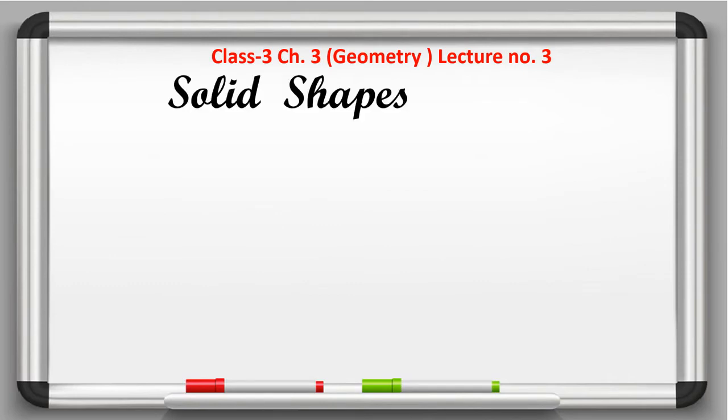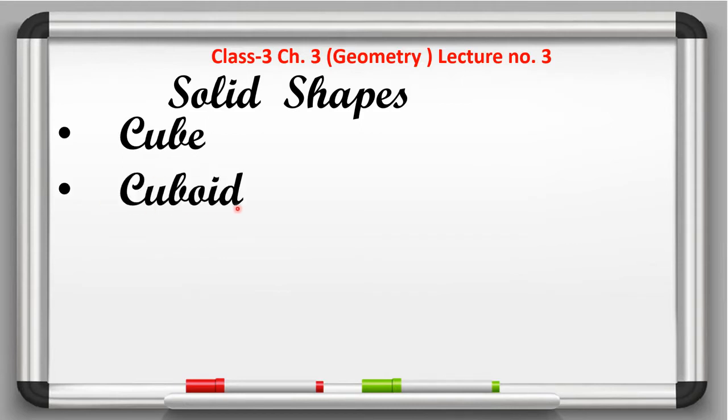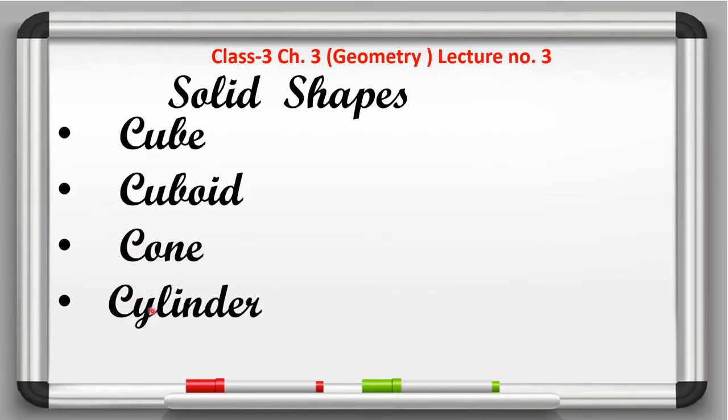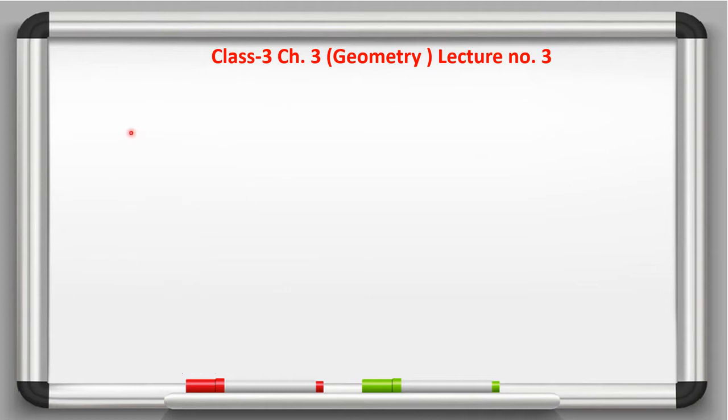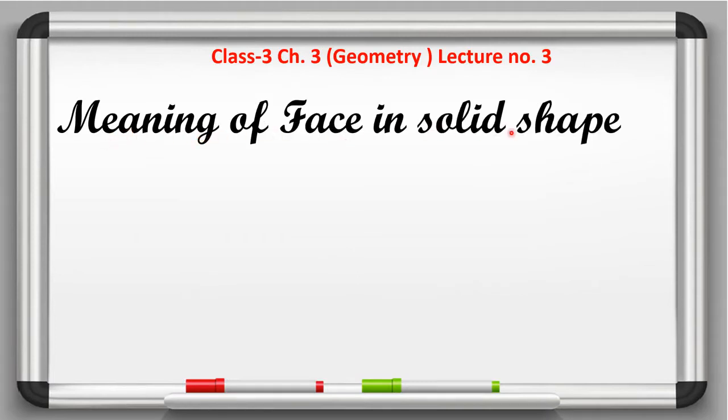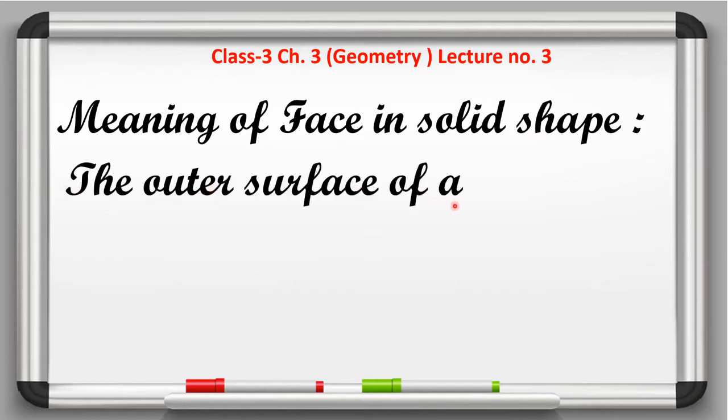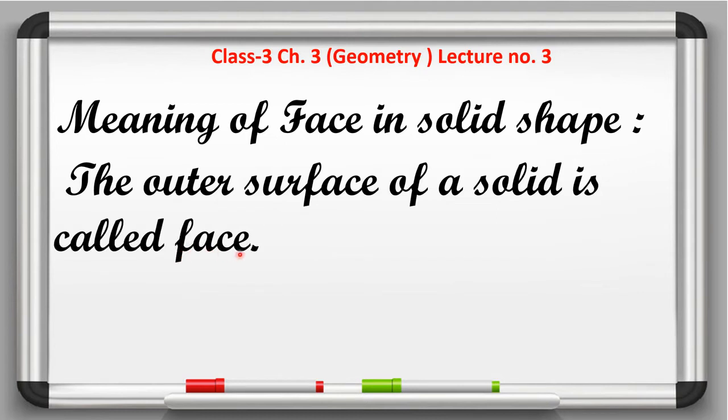Now, beta, we will learn about solid shapes. So, there are some solid shapes: cube, cuboid, cone, cylinder and sphere. Today we will learn about cube and cuboid. Before starting solid shapes, I am going to tell you about faces. The meaning of face in a solid shape: the outer surface of a solid is called a face.